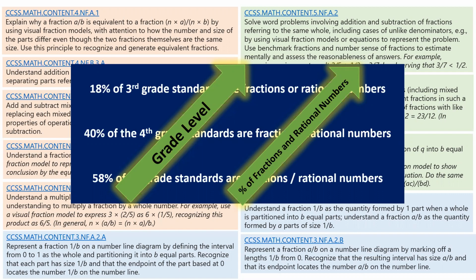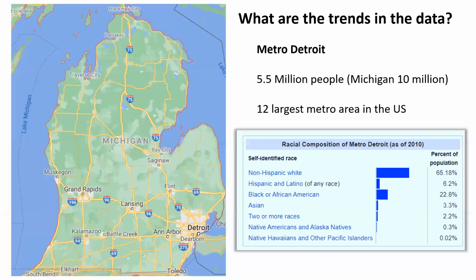So now we're going to take a look at some data to see what's happening with student achievement as the curriculum is changing. So what are the trends in the data? We're going to focus on Michigan because this is where we're from, we're really familiar with the area, and we know where to get all the data.